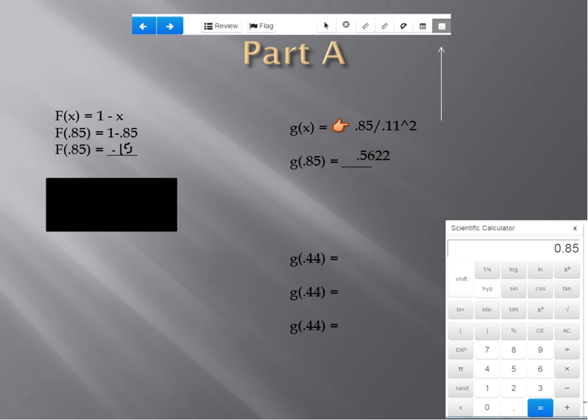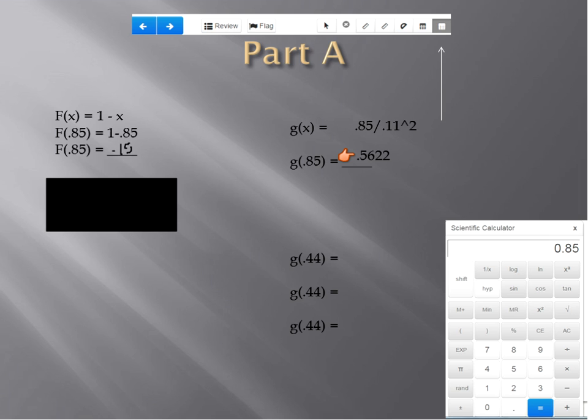So we need to use, in this case, our calculator because g of x is defined as 0.85 over 0.11 squared. We can use our scientific calculator for this. You just click on this button on top to open it up, and we're going to click 0.85 on our calculator, divided by, and then 0.11. And this little button here where it says x squared is going to square 0.11. After you hit equal, that's going to give you your solution for g of 0.85.